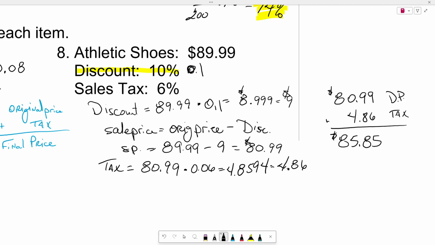Percentages. They are in everything that we do every day. We have sales tax, we have discounts, we have appreciation, we have depreciation. Percentages are used everywhere. They're a good thing to know.